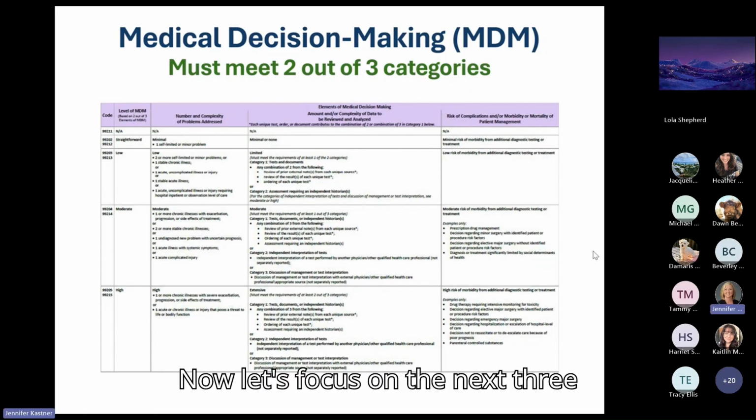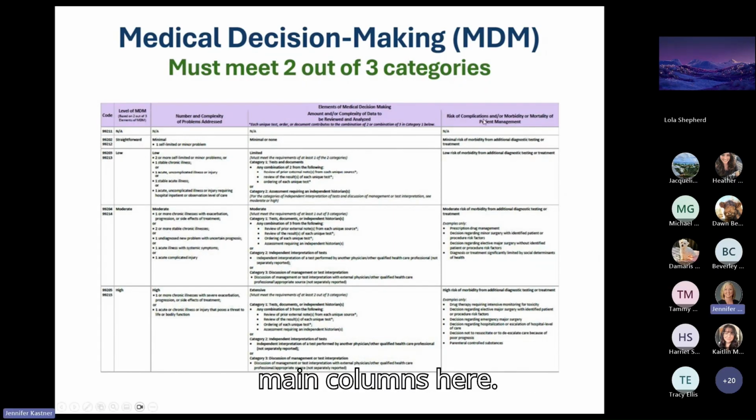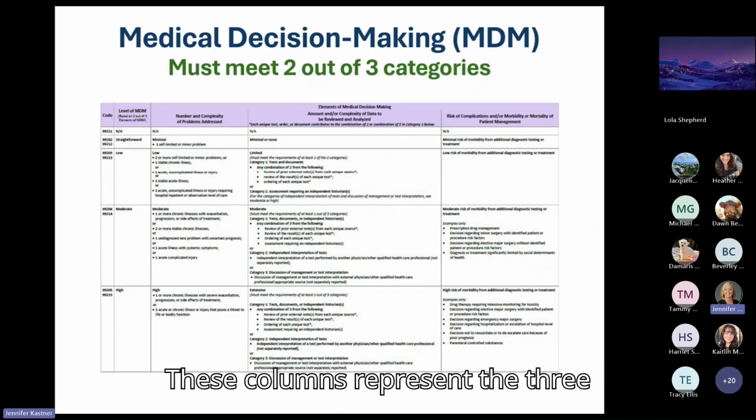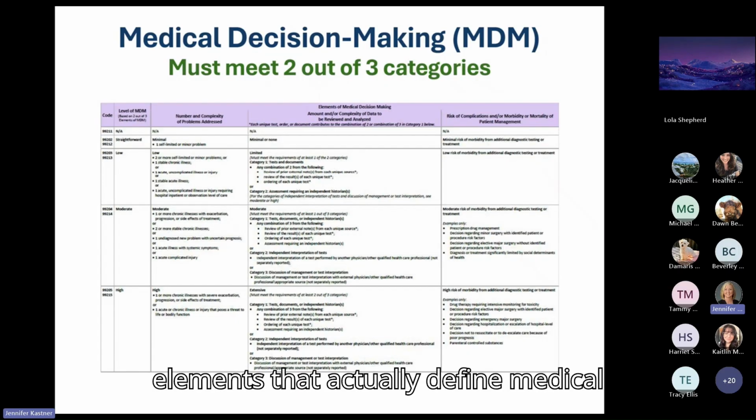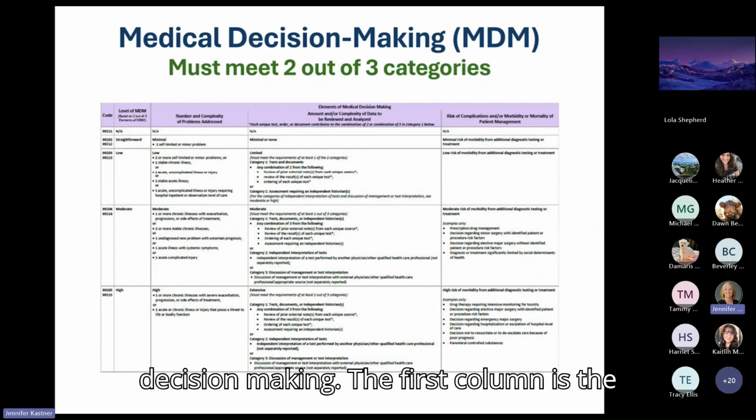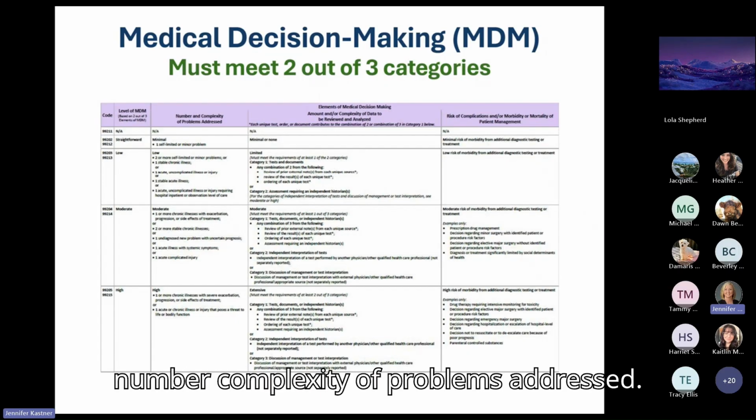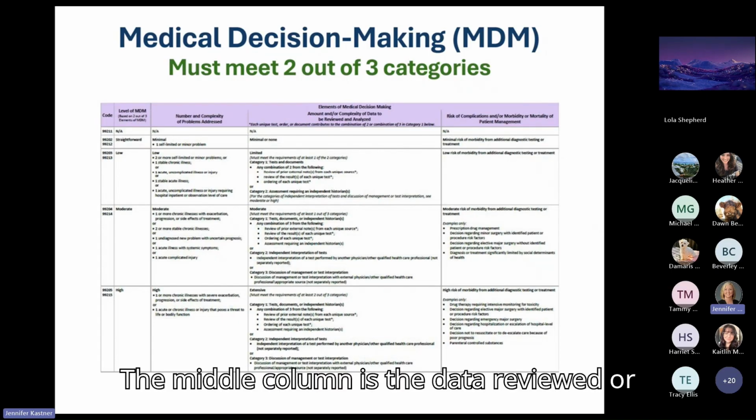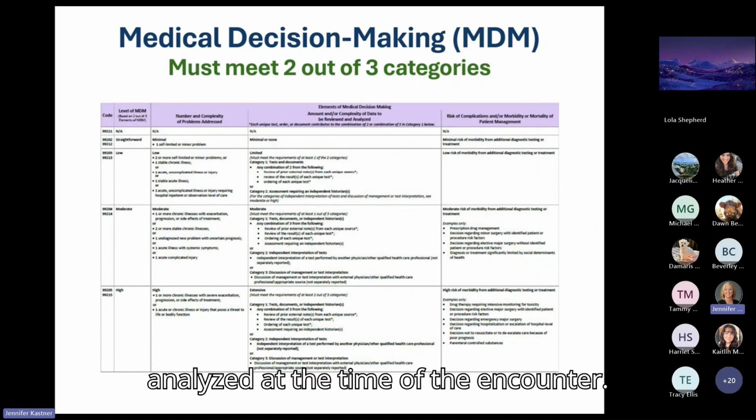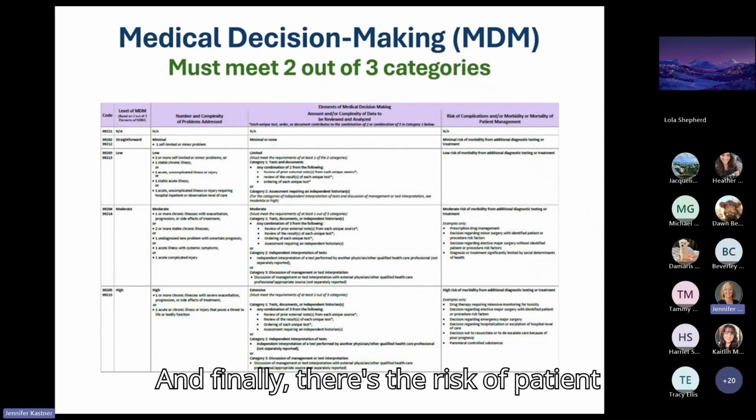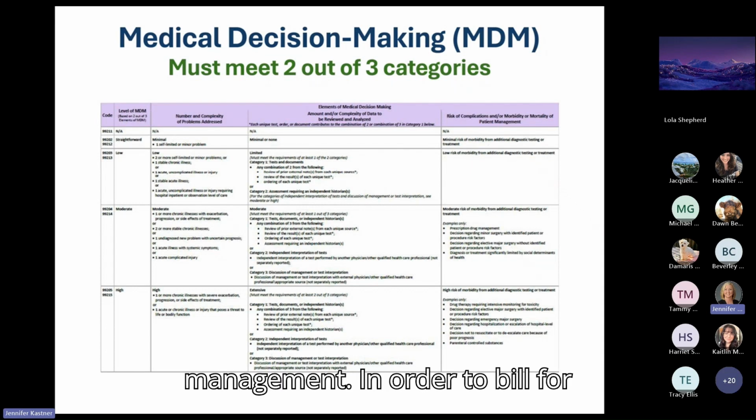Now let's focus on the next 3 columns. These next 3 columns are the main columns here. These columns represent the 3 elements that actually define medical decision making. The first column is the number and complexity of problems addressed. The middle column is the data reviewed or analyzed at the time of the encounter. And finally, there's the risk of patient management.